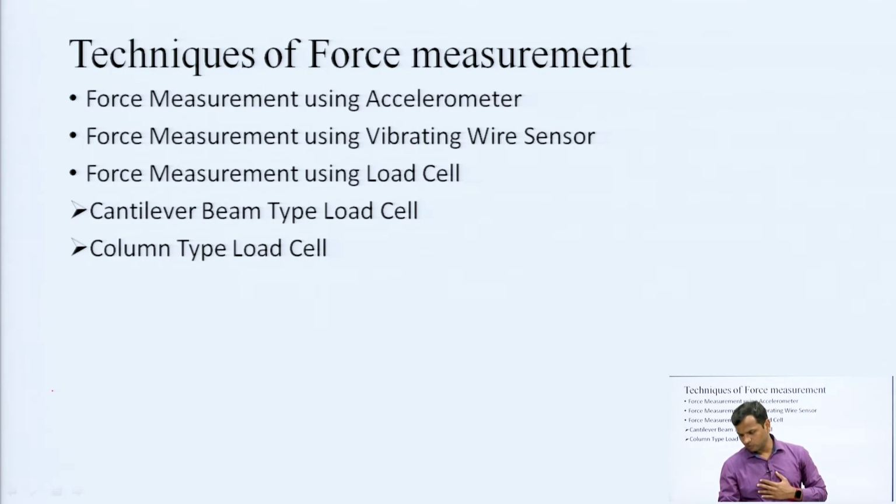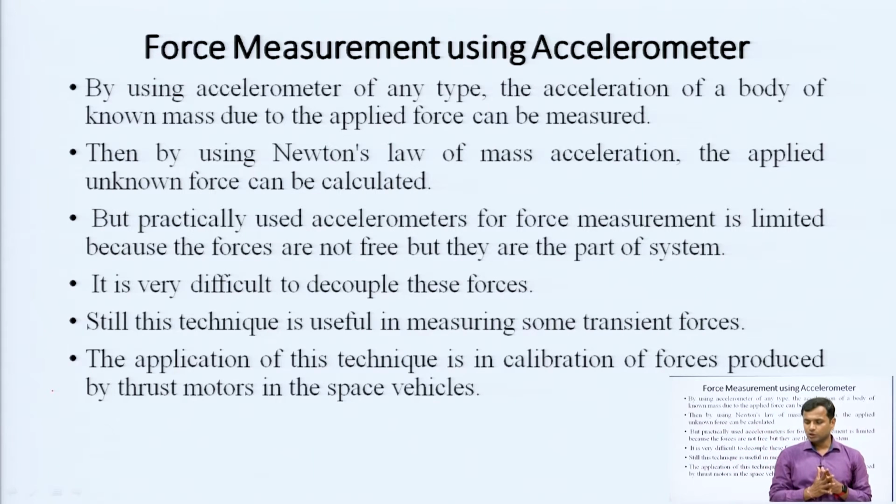This is the basic arrangement of force measurement using an accelerometer. By using an accelerometer of any type, the acceleration of a body of known mass due to the applied force can be measured. As we have seen in the formula, F is equal to ma, so it is proportional to the mass of the body and the acceleration. By knowing the acceleration of a body of mass m, we can know the force. Then, by using Newton's law, the applied unknown force can be calculated.